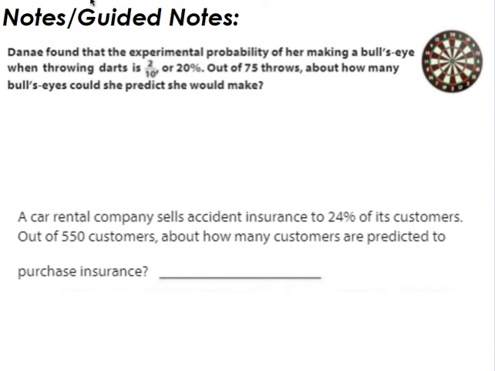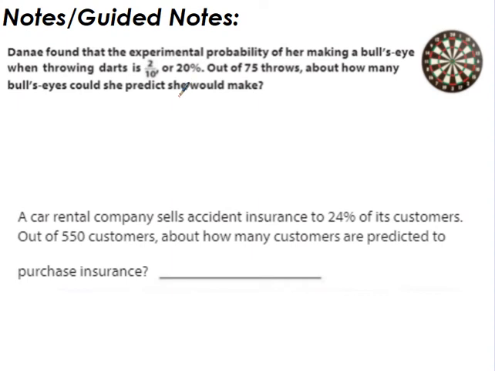Danae found that the experimental probability of her making a bullseye when throwing darts is 2 every 10 throws, or 20%. That's actually pretty good, I would think. So 20% of the time when she throws a dart, she is going to hit the bullseye. So 2 out of every 10 throws, she's going to hit the bullseye. Out of 75 throws, about how many bullseyes could she predict she would make?